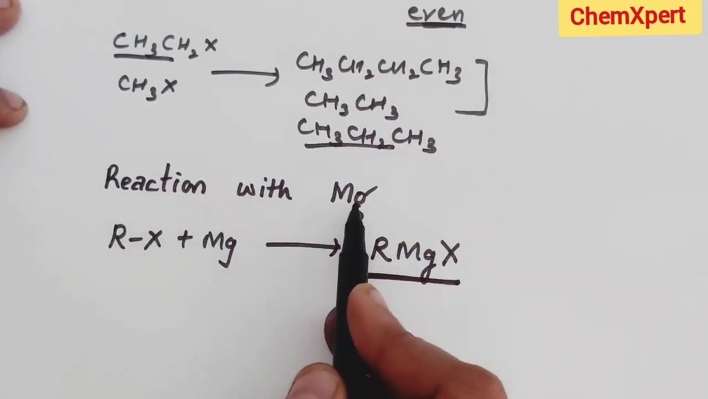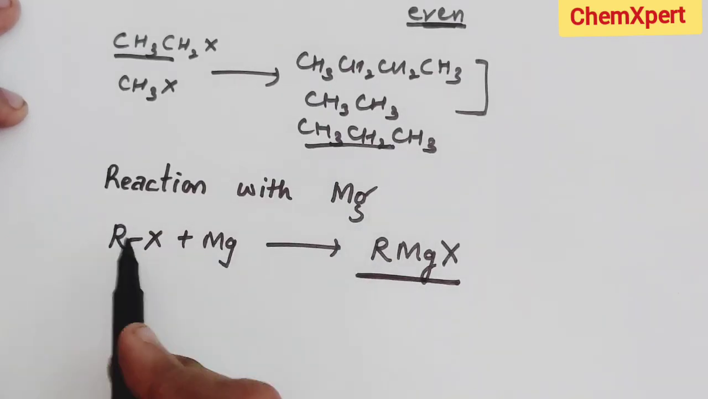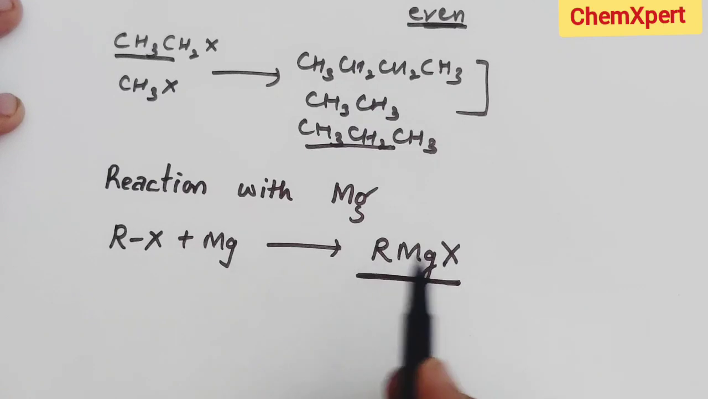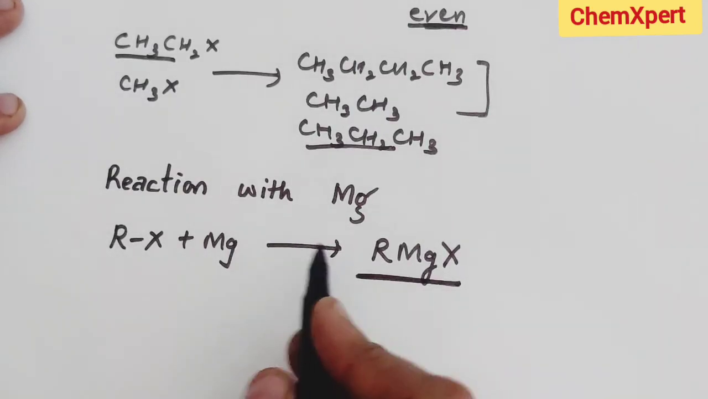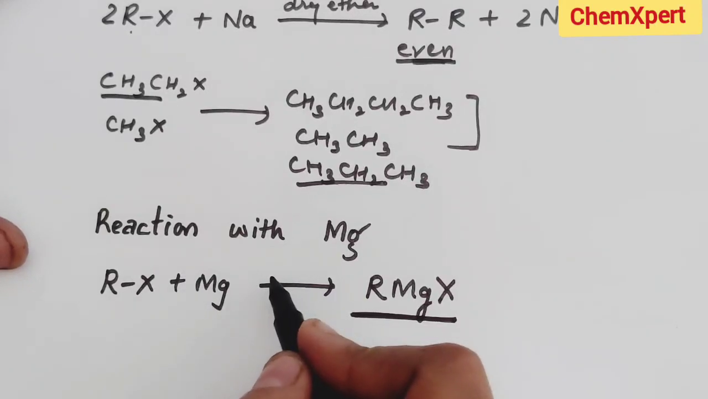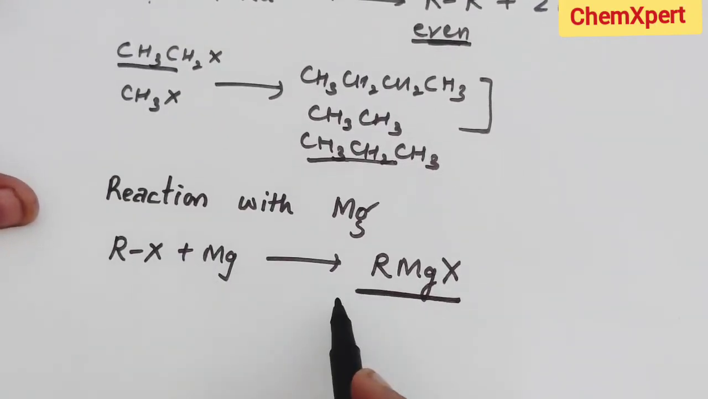So what is the reaction of magnesium? It reacts with haloalkane and forms the Grignard reagent. This RMgX is the Grignard reagent. Now one more important condition is that it should be prepared only in dry condition. There should be no traces of water available here.